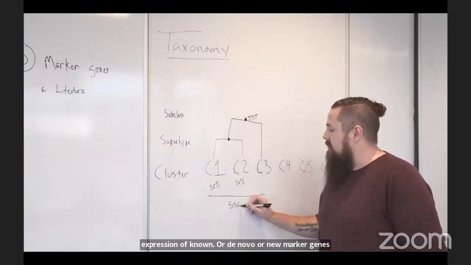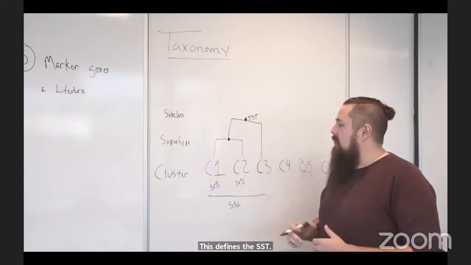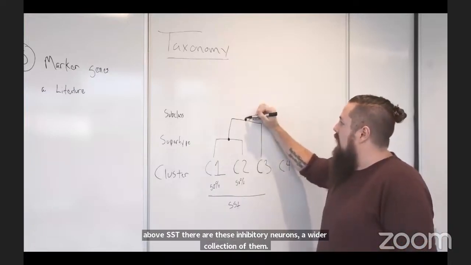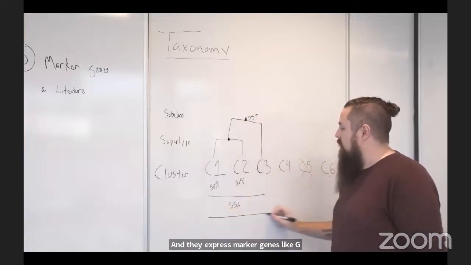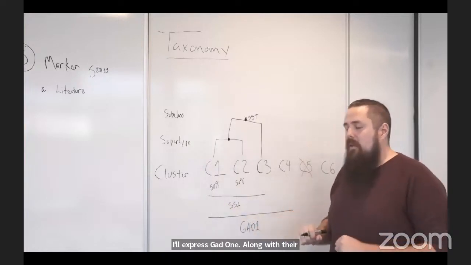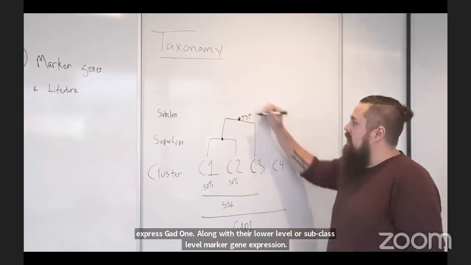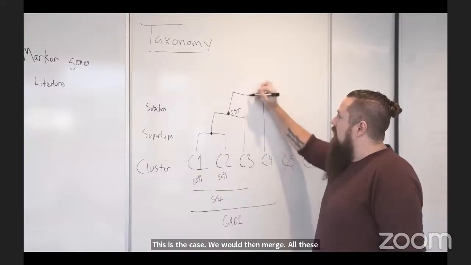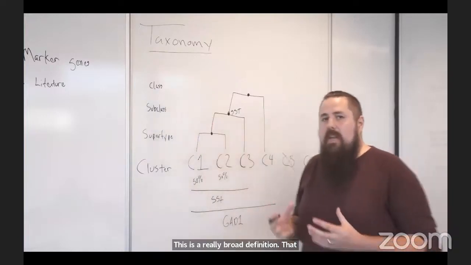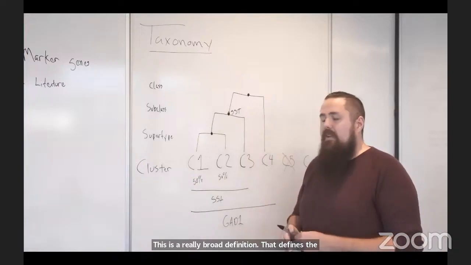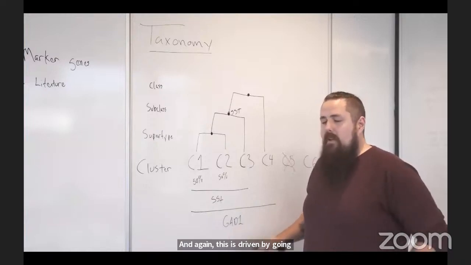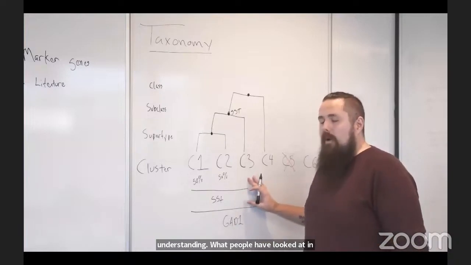This defines the SST subclass, but then we know that above SST there are these inhibitory neurons, a wider collection of them, and they express marker genes like GAD1. And you can imagine that clusters 1 through 4 all express GAD1 along with their lower level or subclass level marker gene expression. If this is the case, we would then merge all these inhibitory neurons into what we define as a class. This is a really broad definition that defines the major types of neurons or other types of cells in our tissue. And again, this is driven by going to literature, understanding what people have looked at in the brain, and utilizing that to inform our taxonomy.